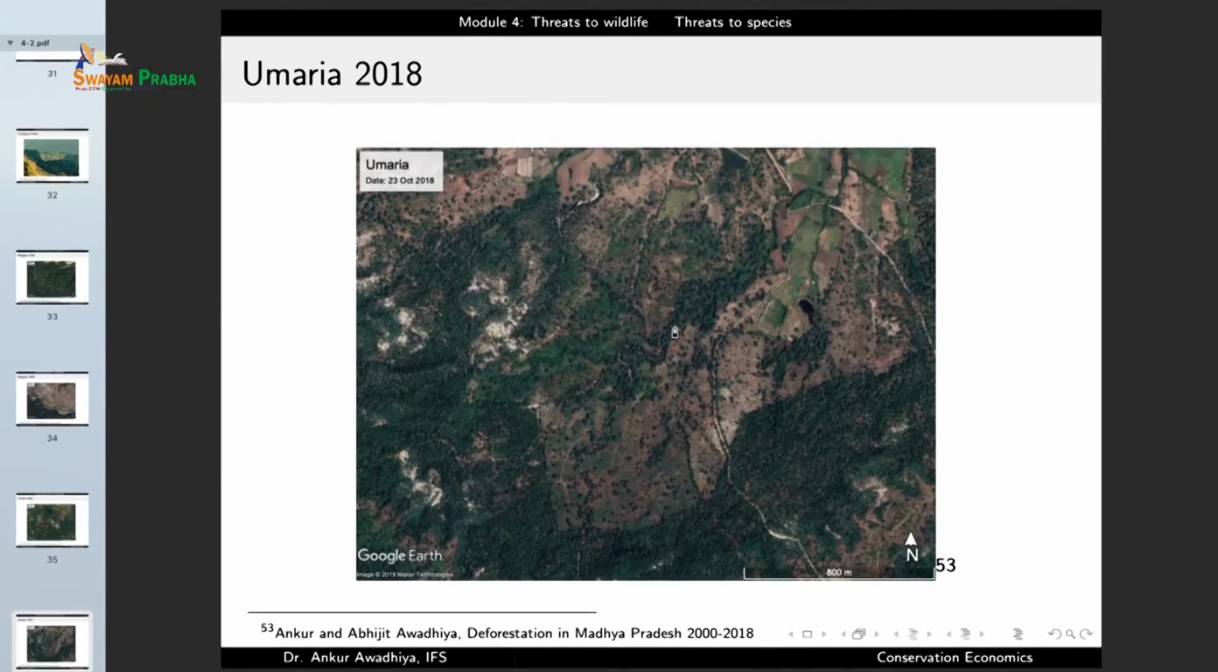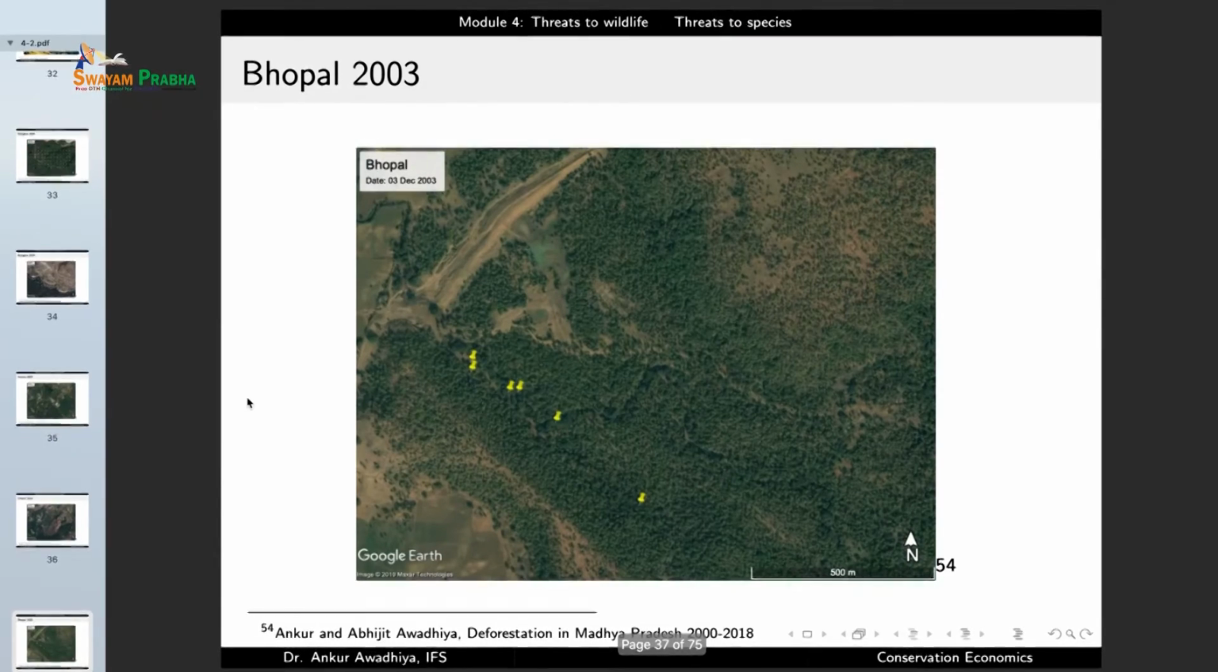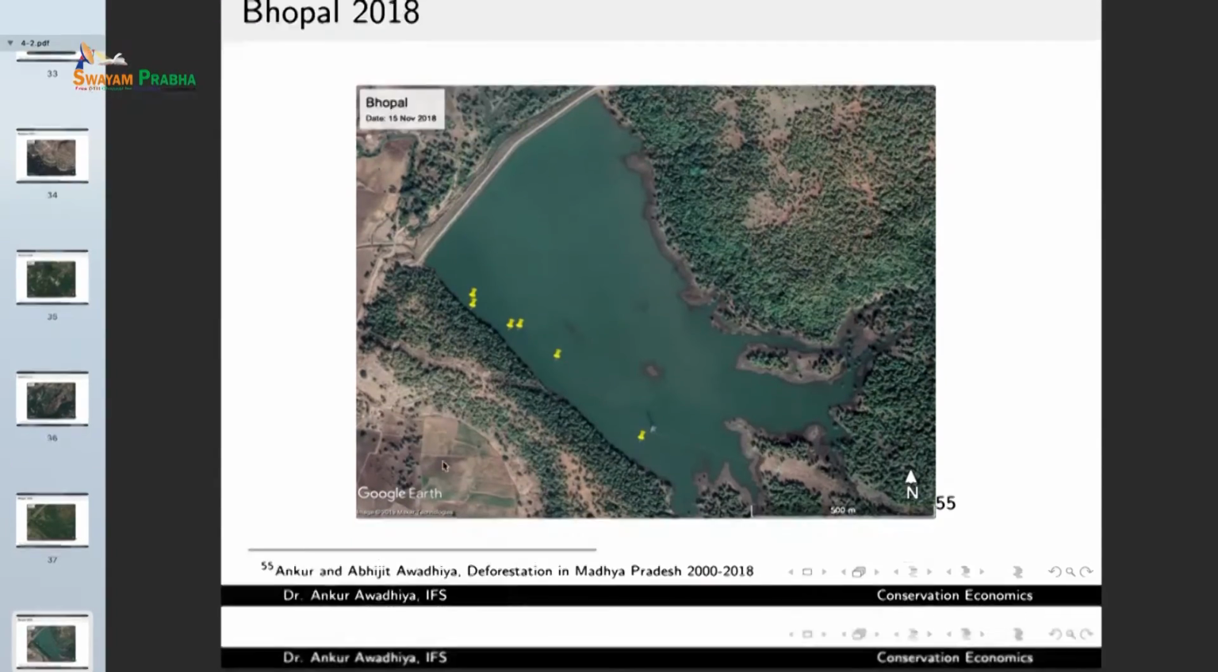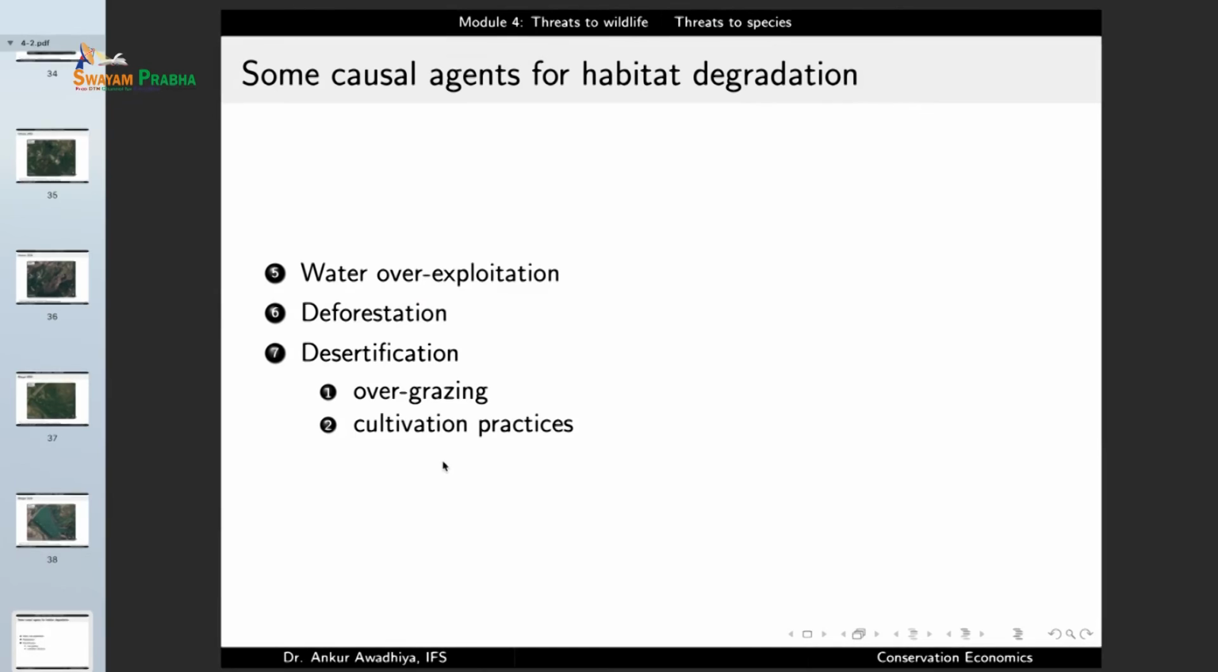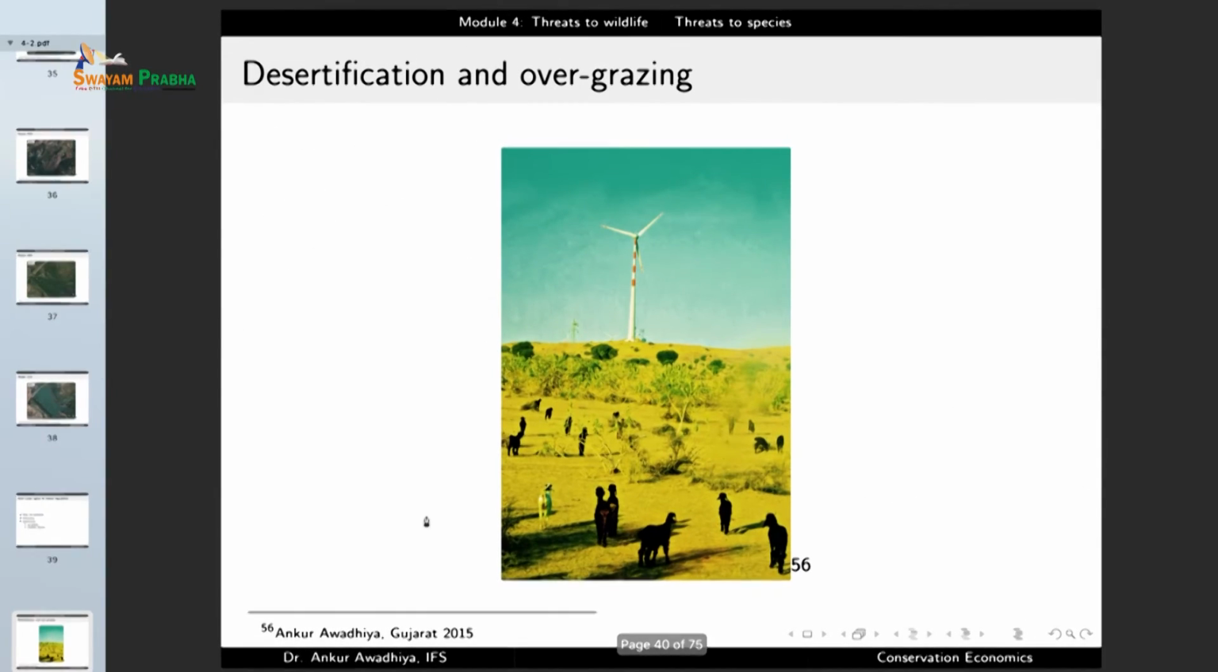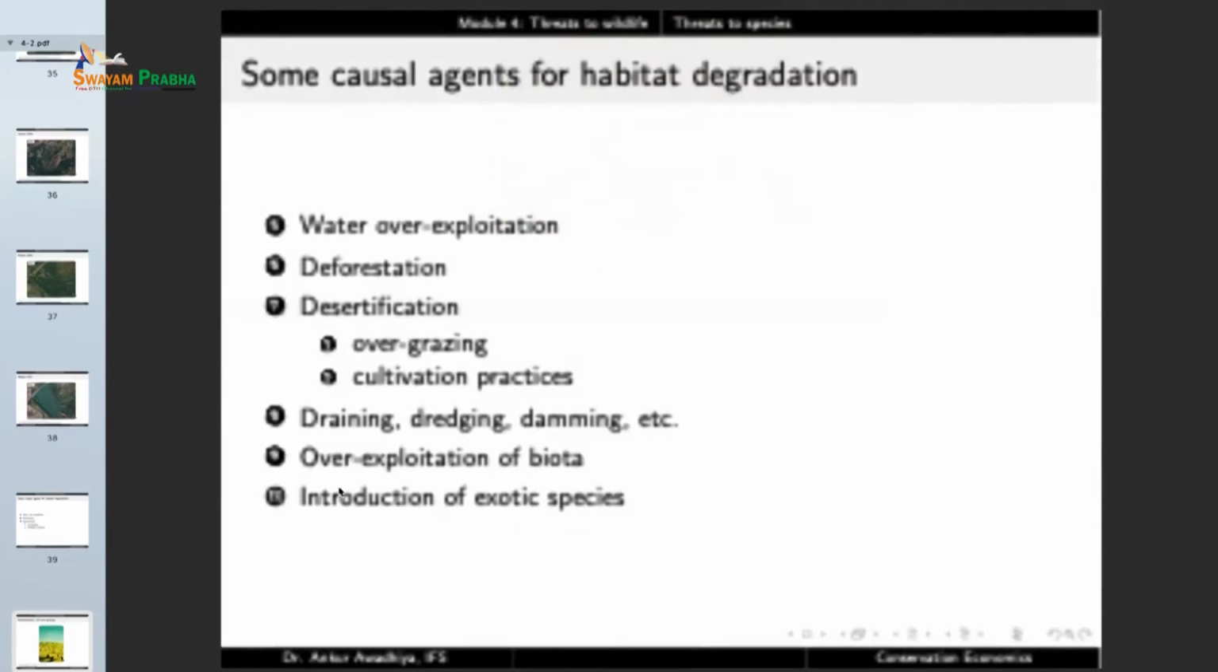And this is deforestation to expand agriculture. Here we have a region in Bhopal district in 2003, and here is the same region in 2018 to make this dam. So deforestation is occurring in a big way. Another causal agent of habitat degradation is desertification, which is conversion of good areas into deserts, primarily by overgrazing and through cultural practices. So this is an image from Gujarat, and when all these goats eat up this vegetation, this area will slowly and steadily convert into a desert.